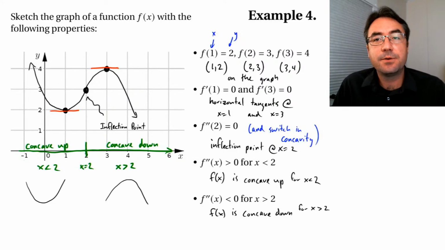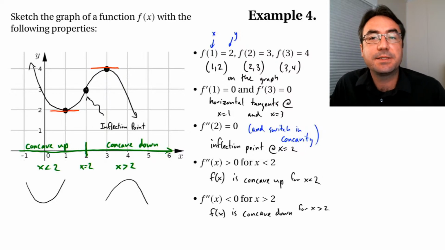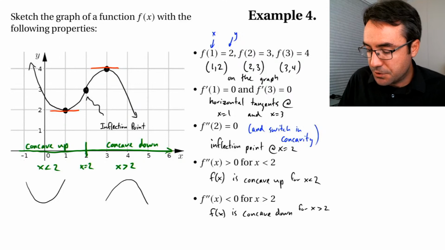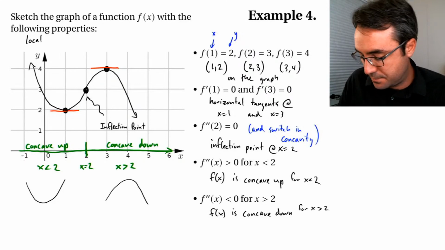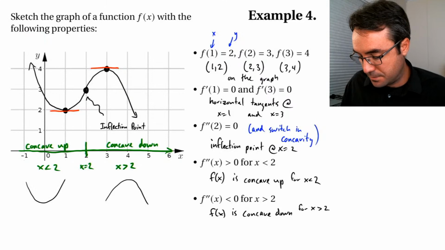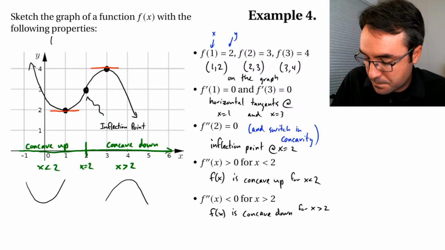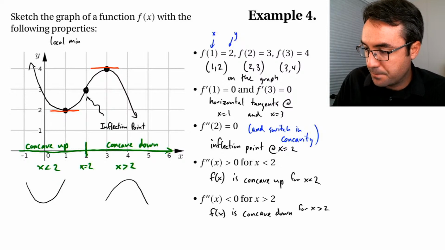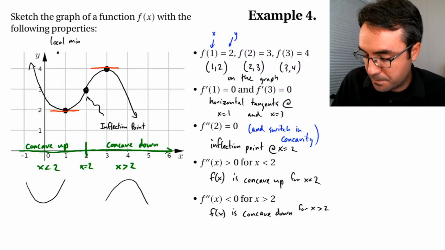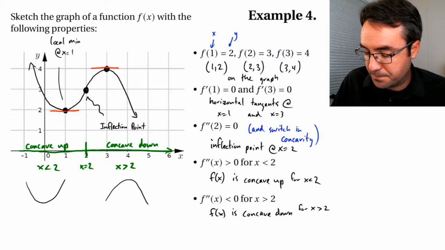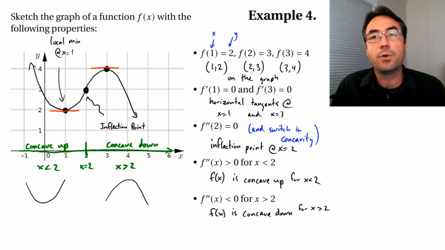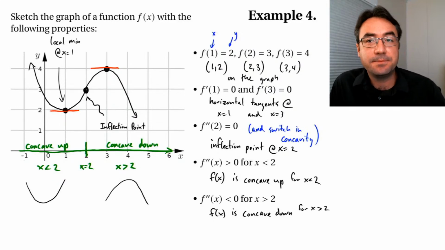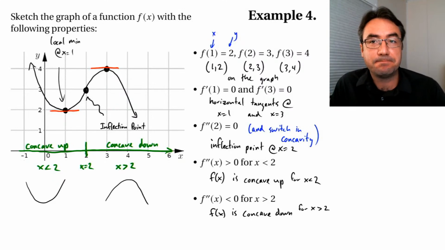When we sketch this in, we drew a local minimum at x equals 1. And that's the only way to correctly draw this graph based on these properties. So we have a local min at x equals 1. It's a low point on our graph. And that's the only possible way where we could have a horizontal tangent and have that concave up shape.